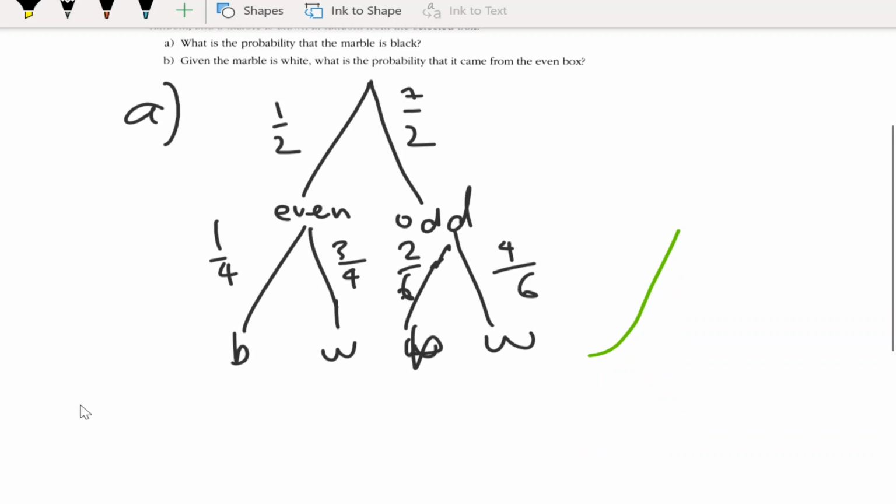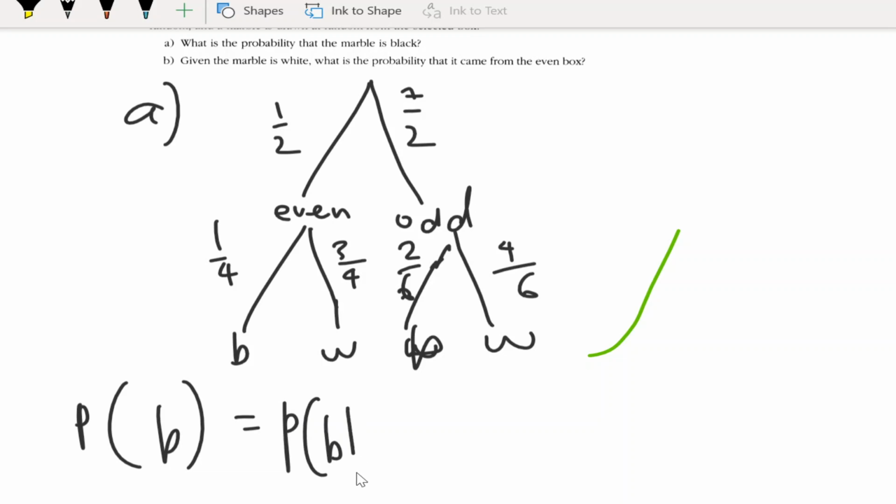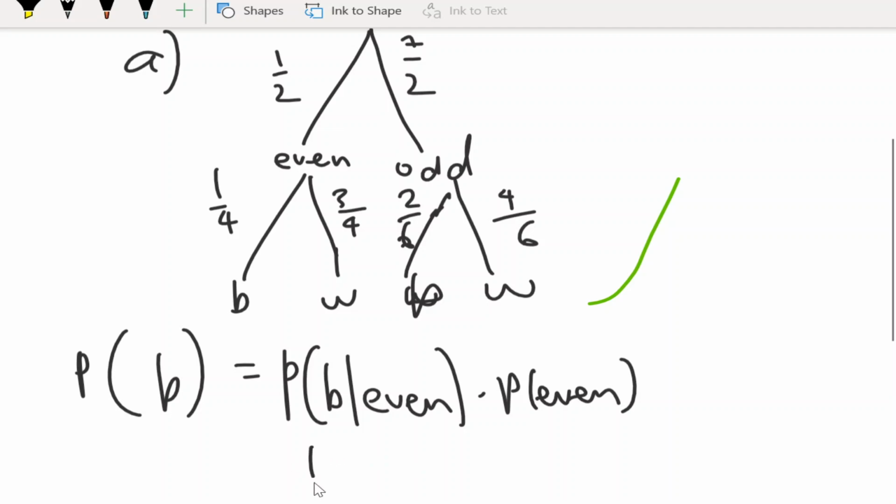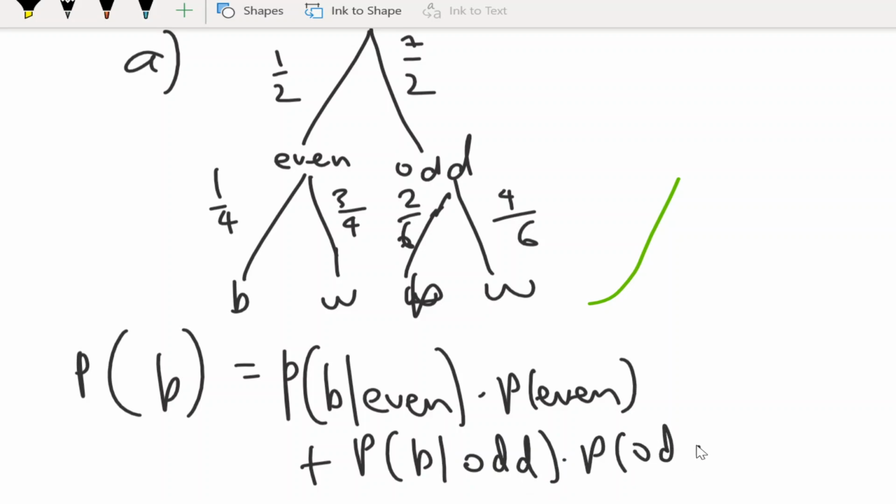Now, the probability that the marble is black. This is where we use the law of average probabilities. We can say P of B given even times P of even, plus P of B given odd times P of odd.